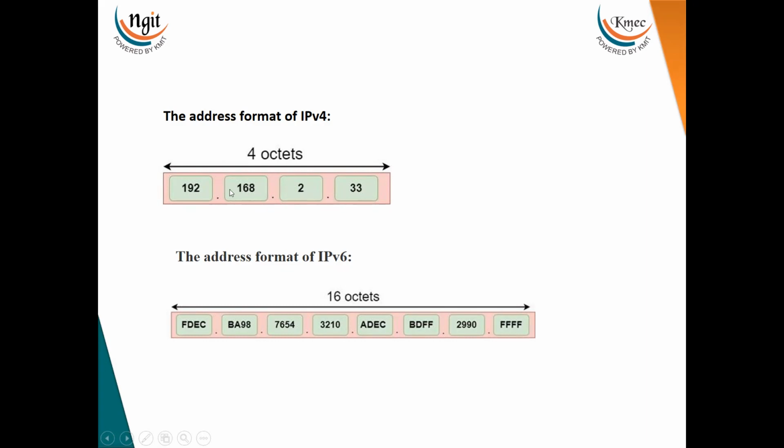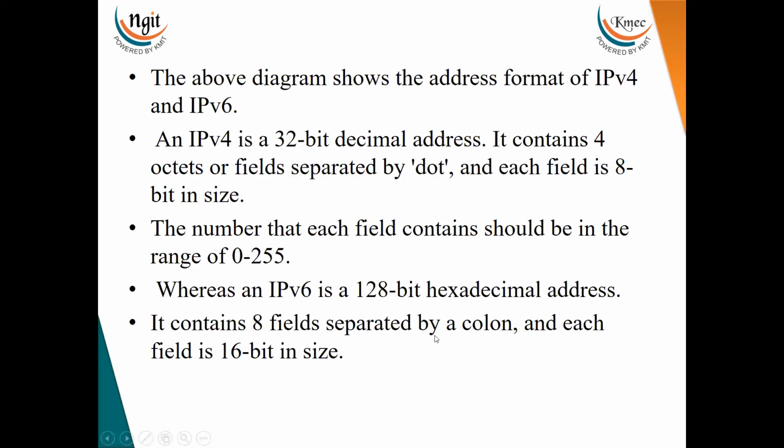For example, if we have 192.168.2.33, we are going to convert this into binary, taking 8 digits each. But whenever you go for IPv6, here we have 16 octets. There the numbering starts from 0 to 9 as well as A, B, C, D, E, F. Next, this above diagram shows the address of both IPv4 and IPv6. I have already explained this one.